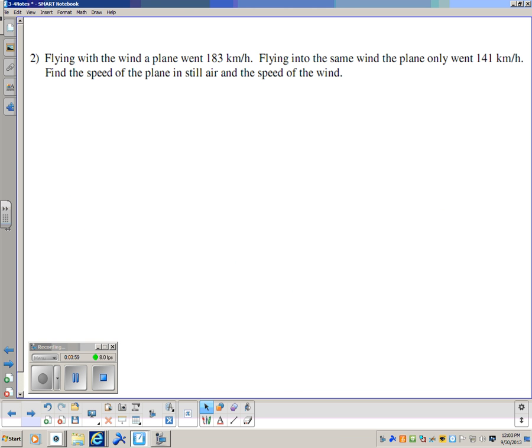Flying with the wind, a plane went 183 kilometers per hour. Flying into the same wind, the plane only went 141 kilometers per hour. Find the speed of the plane in still air and the speed of the wind.